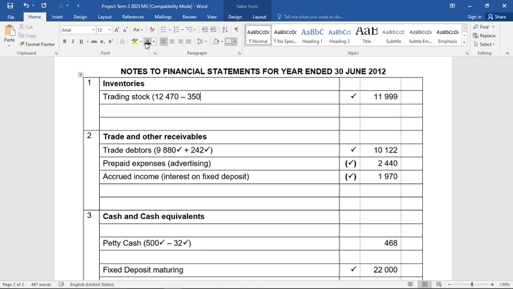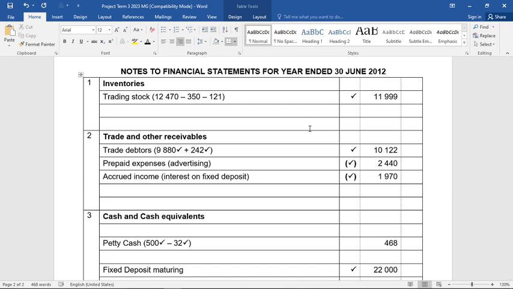However, we have to compare it with what our books are telling us we currently have. So 12,470 minus 350 tells us that our books thought we had 12,120 of trading stock, but we've only got 11,999. So if we compare the 12,120 with the 11,999, we'll realize that we are 121 Rand too much. We thought we had 121 Rand extra, but we actually only had 11,999. So we minus 121 in order to leave us with the 11,999, and that's not a good thing that's happened. Can you remember the adjustment now?